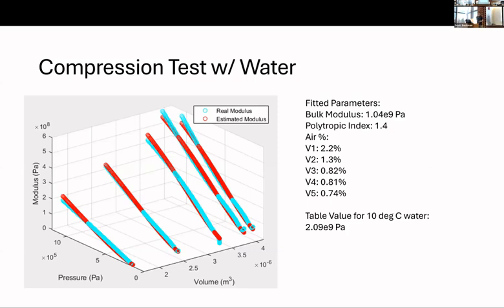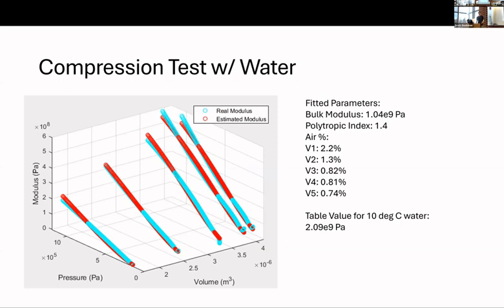just looking at the left plot. This looks like a fairly good fit. However, to explain it, the blue dots are the real modulus and the collected values of what they should be. The red dots are the estimated modulus based on our fitted model. And the fitted parameters say that the bulk modulus of water is 1.049 pascals, and that the air volume percentages are between 2.2% and 0.74%.